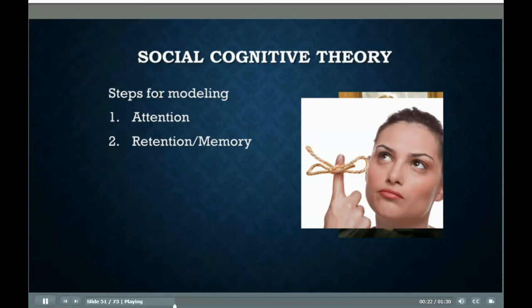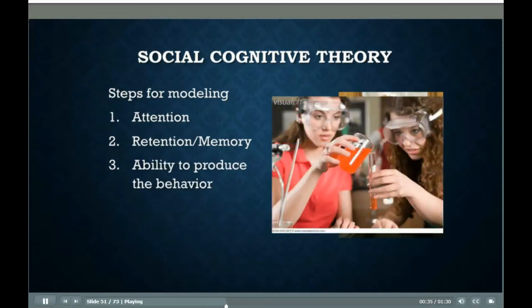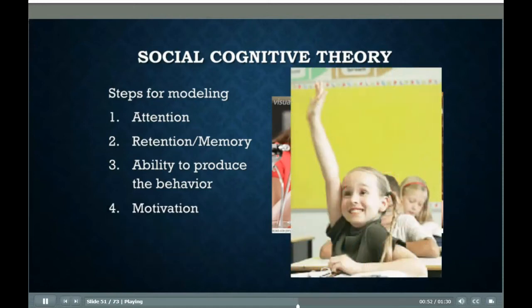The next step is memory. So once a student has observed you, they actually have to be able to retain that information in their short-term memory long enough to perhaps be able to duplicate it. Thirdly, it has to be something that they're capable of. If it is too difficult, they won't be able to imitate it. So it has to be something that is actually within their realm of ability, something that they're able to imitate. And finally, they have to want to do this. There has to be some source of motivation.